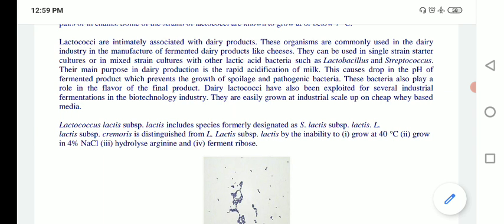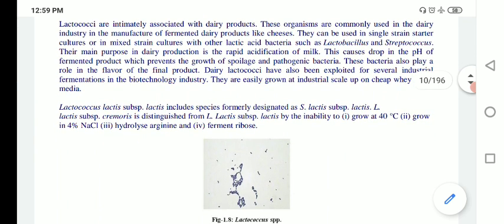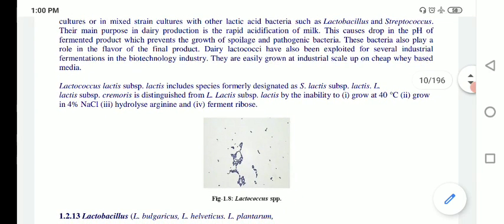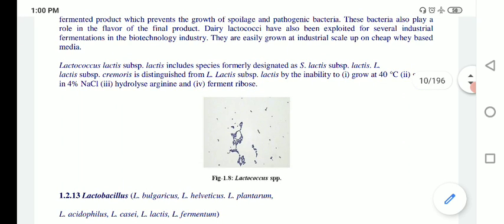Their main purpose in dairy production is rapid acidification of milk. Mostly these bacteria are used in milk fermentation and fermentation of other milk products. This causes a drop in pH of the fermented food, which prevents the growth of spoilage and pathogenic bacteria. These bacteria also play a role in flavor of the final product. Dairy lactococci have also been exploited for several industrial fermentations and other biotech industries. They are easily grown at industrial scale on cheap whey-based media.